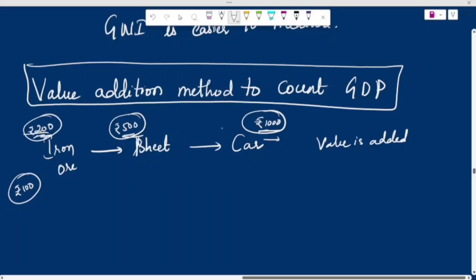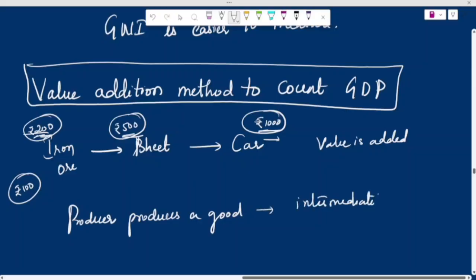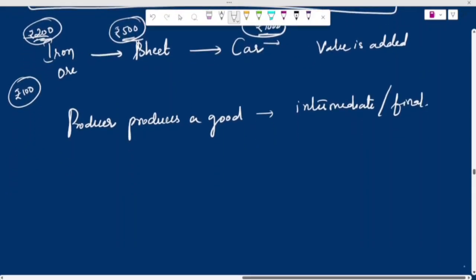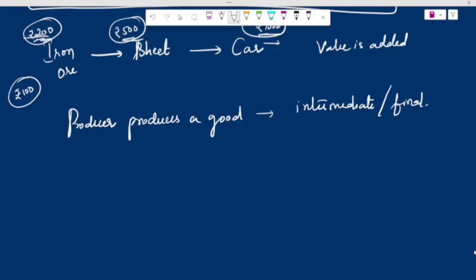So a producer produces a good, and whether it is intermediate or final depends upon the buyer. I may take a car and use it for a Baraat to take the bride and bridegroom who are newly married. Then that will be a new business, so that is not a final good. That will be an intermediate good again. So the producer cannot know if it is a final good or an intermediate good. That's why we'll be calculating the value addition.